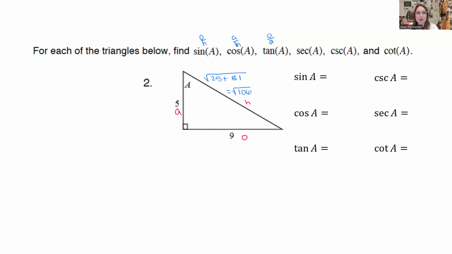So sine is opposite over hypotenuse. From angle A, opposite is 9, hypotenuse is square root of 106. So I get 9 over square root 106.